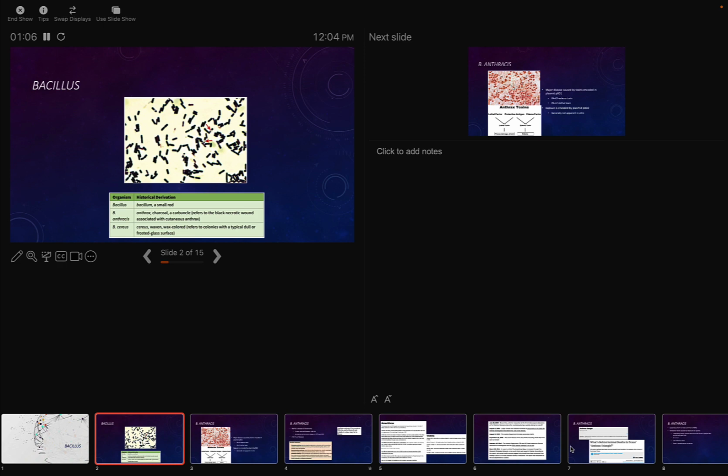The two major species we talk about as potential pathogens are Bacillus anthracis, which is the cause of anthrax, and Bacillus cereus, which is sometimes more commonly associated with foodborne illness. So anthrax means charcoal, and what happens is when patients get anthrax in the skin, the cutaneous form of anthrax, it forms a black wound. So that's why it's anthrax.